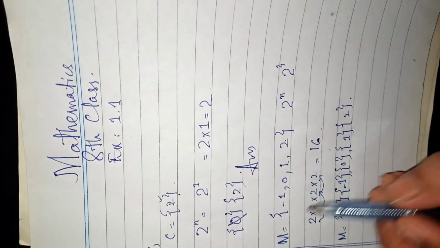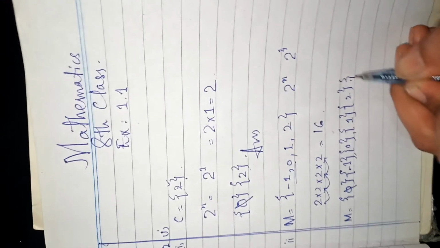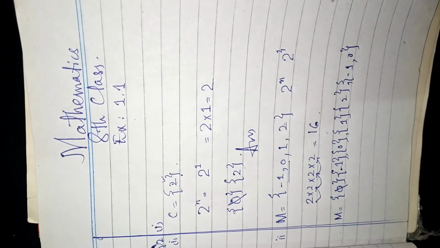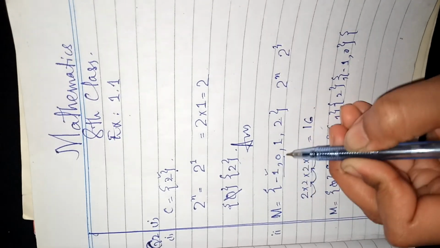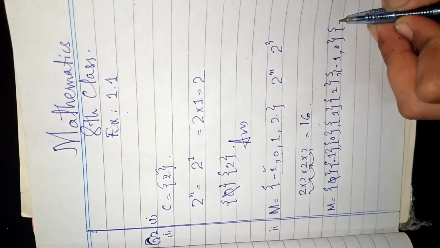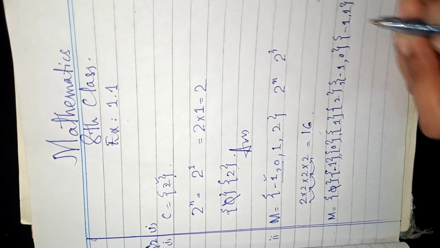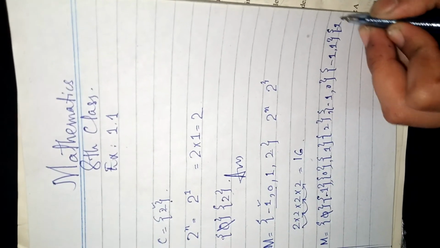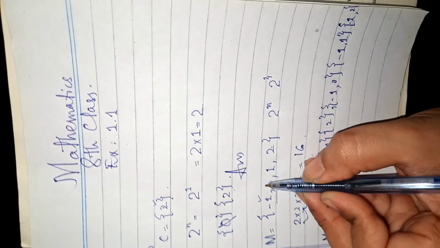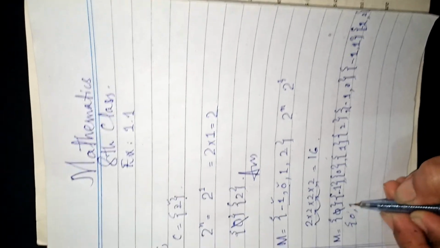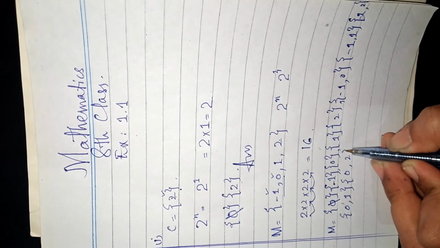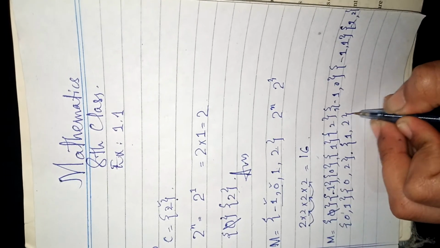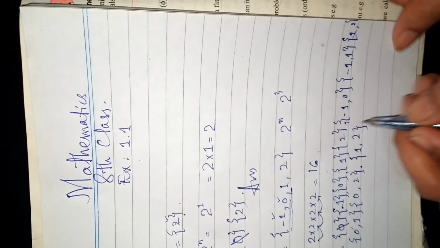Now we will take two elements together. -1, 0, then -1, 1, then we take -1 with the remaining elements, -1, 2. Then we take 0 in the same way: 0, 1, 0, 2. And then 1, 2.